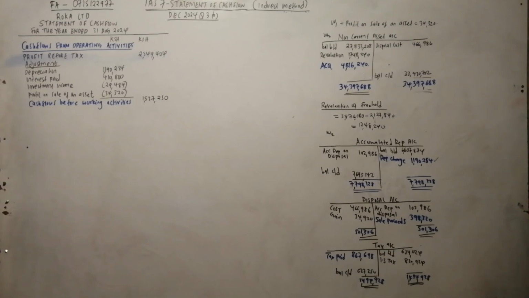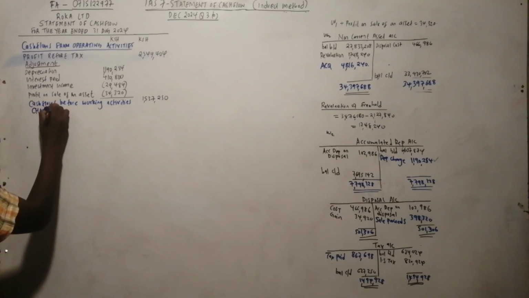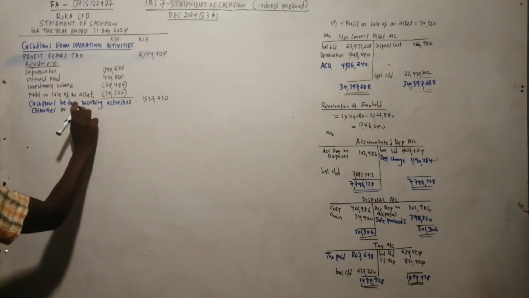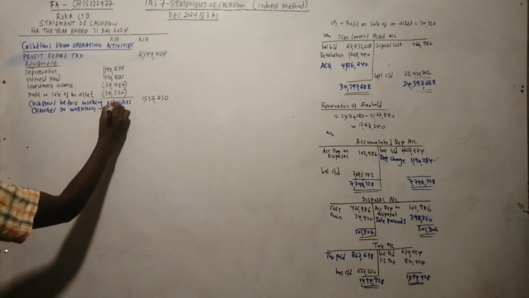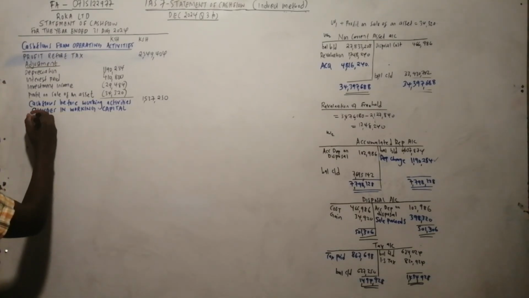Once tumeshapata hiyo, now we can check changes in working capital. Let's look for changes in working capital. So tunaenda huko juu kabisa, tuanze na current assets, inventory. Inventory at the beginning was 7 million, at the end was 8 million. So we have an increase in inventory. Let us start with the increase in inventory.